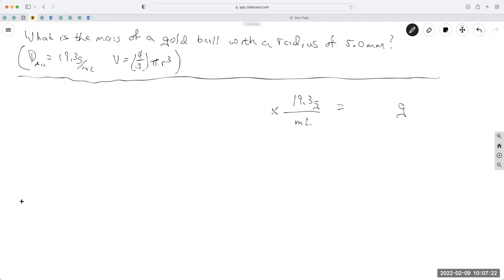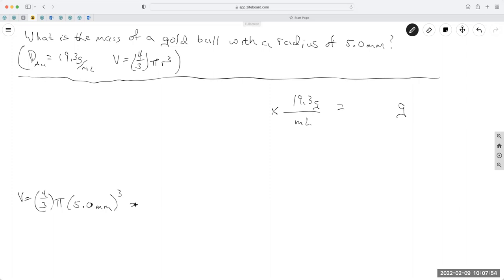So I'm going to go down here. V is 4/3 pi r cubed, r is 5. So I'm gonna just do that, 5.0 millimeters, and that's whole thing cubed, all right? Now, I'm gonna do this on my calculator. You don't need to know pi. If you have a scientific calculator, it has a pi button. So 5 cubed times pi times 4 divided by 3.